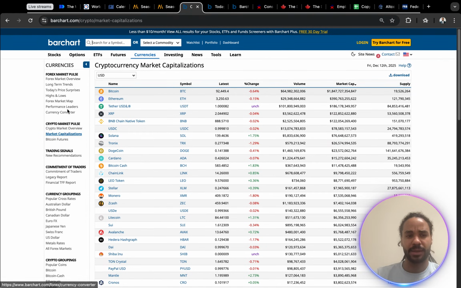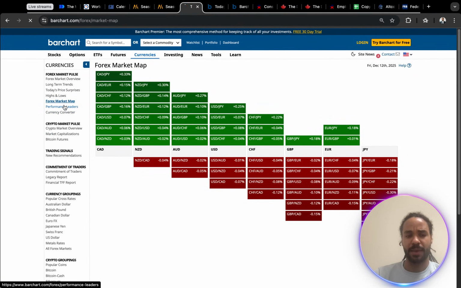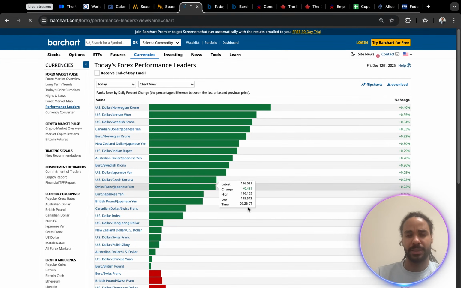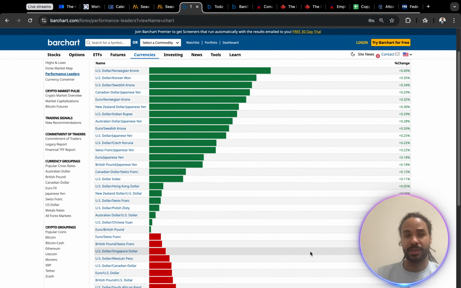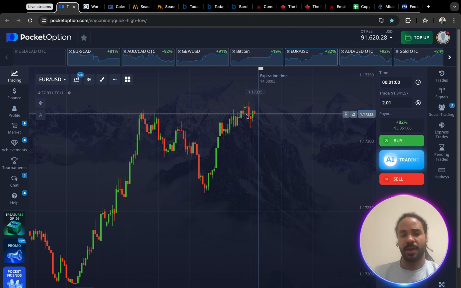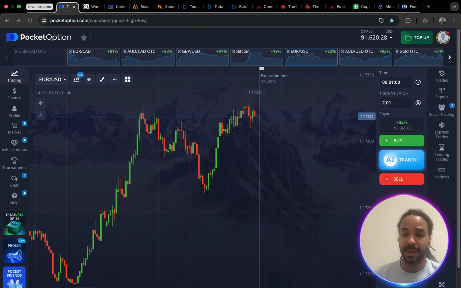If you're looking at the Forex market map for the day, you could see what's happening. Performance leaders. By going through some of these tools, these are open free source tools. They shouldn't be coming in for some kind of subscriptions. But the point I'm trying to make is, by understanding where some of these assets are, where the money's coming from, where it's going, how the stock market is doing, you'll be able to get a feel.